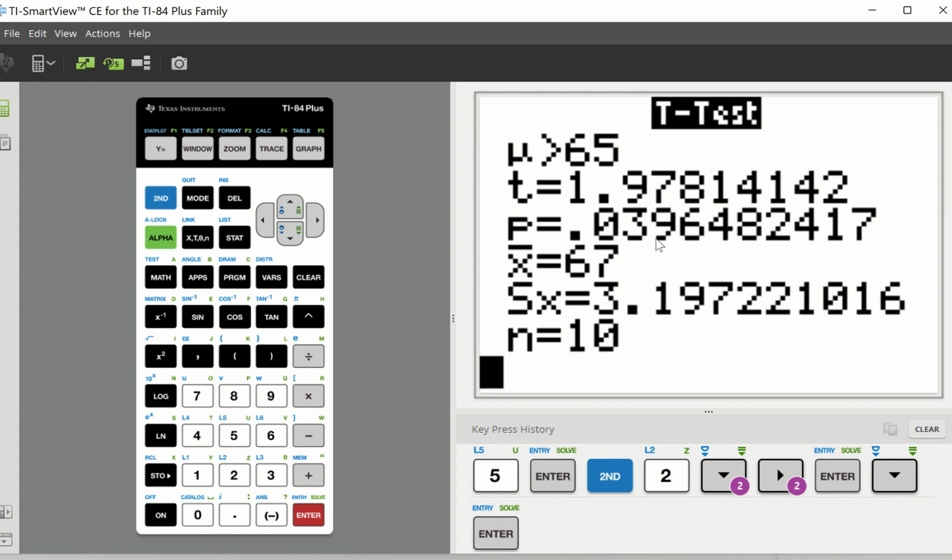So that's how you perform a one sample mean t-test with population standard deviation unknown on the TI-84.